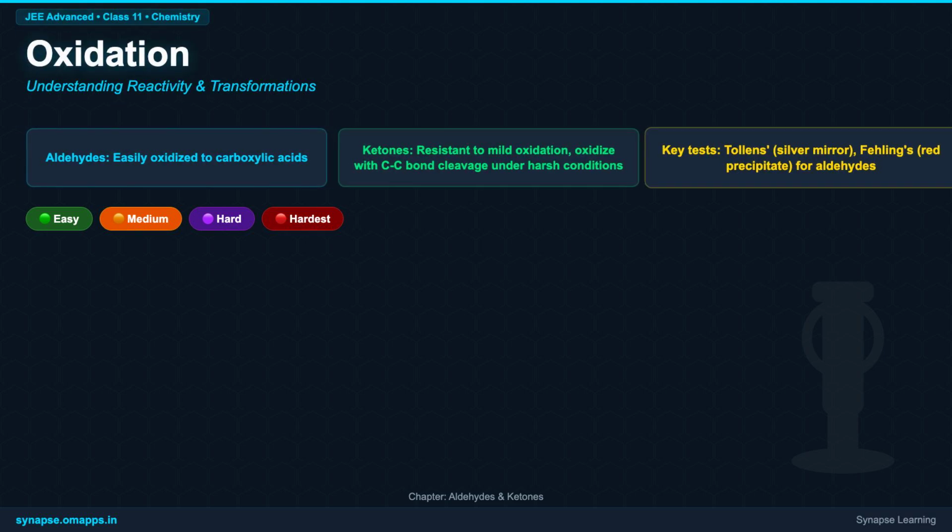Hello, future chemists. Welcome to an exciting journey into the world of organic reactions. Today, we are diving deep into the oxidation of aldehydes and ketones, a crucial topic for your advanced preparation. We'll start with the basics, move through medium and hard concepts, and finally tackle the most challenging aspects. Get ready to explore how these important functional groups transform.